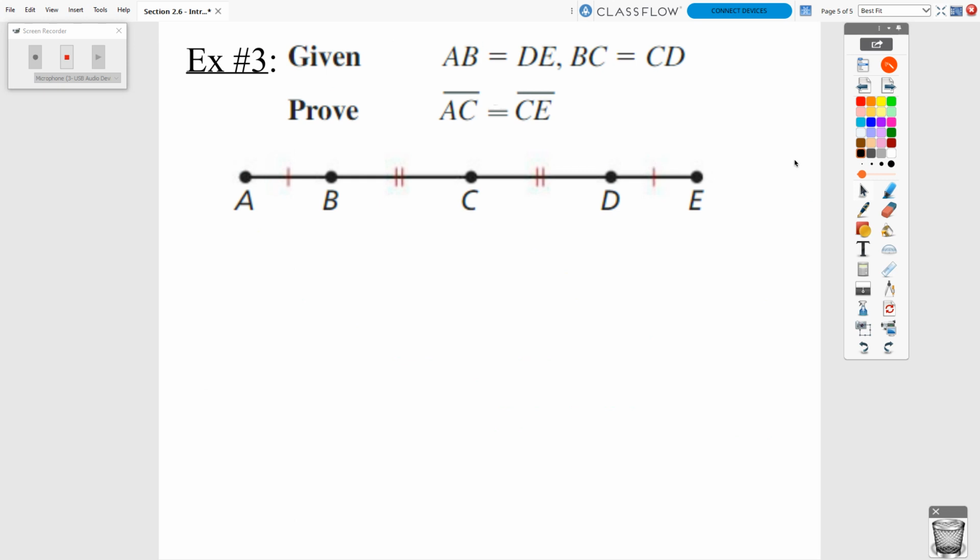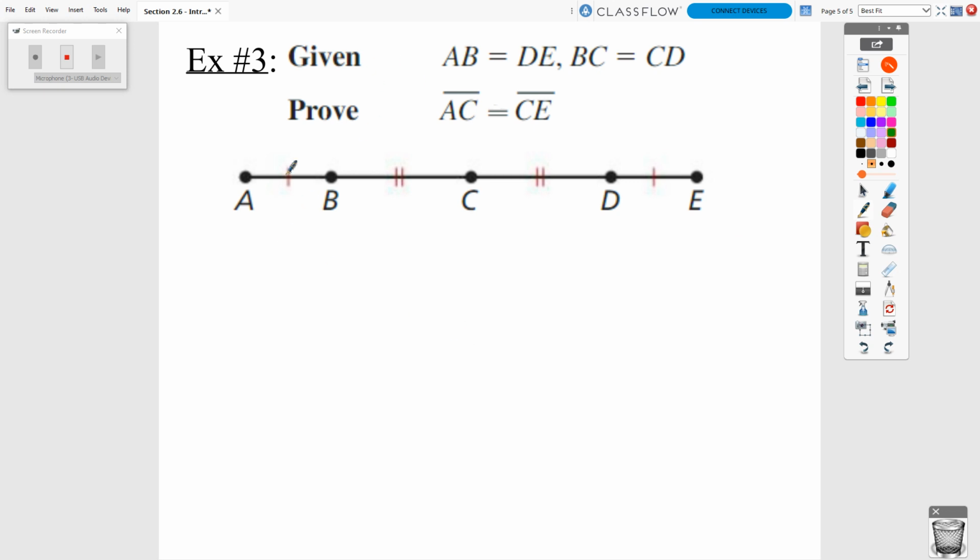Now let's try this last one. So now notice we have a nice segment here. We don't have any angles going on in this problem. So this one's going to be a little bit different, okay? So we're not going to be using straight angle postulates or the vertical angles theorem. We're not going to see any angle stuff going on.